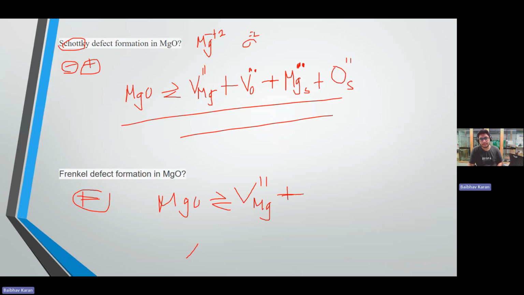And the magnesium which left will be going to an interstitial site where it will have a positive charge. The interstitial site will be having a positive charge, and the oxygen will remain as oxygen because there is no movement of oxygen in case of a Frenkel defect. This is what Kroger-Vink notation tells us: how to write the equations, how to write the defect reactions.